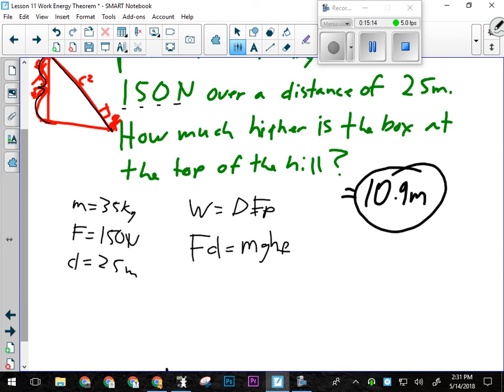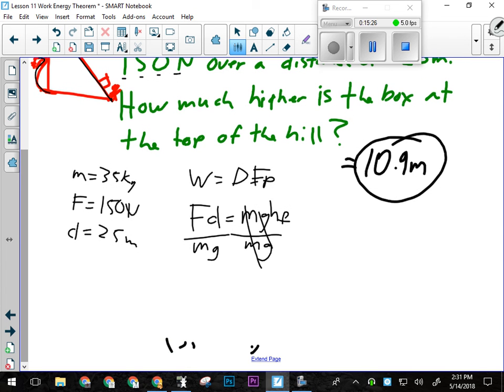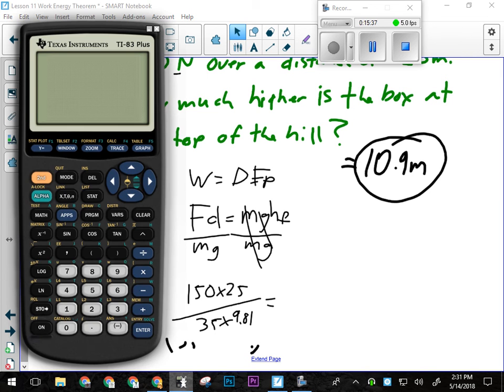Okay, so I'm looking for my final height. Okay, I'm looking for hf. So to get that, I need to divide both sides by mg so that hf is by itself. All right, so there's my manipulation, FD over mg. So that's going to mean 150 newtons times 25 meters divided by 35 kilograms times 9.81 meters per second squared. Okay, so 150 times 25, okay, divided by 35 times 9.81. All right, so it ends up 10.9 meters higher than it was at the bottom of the ramp.